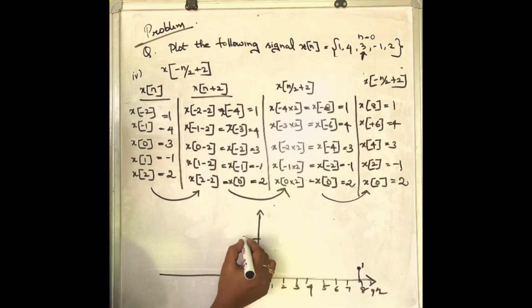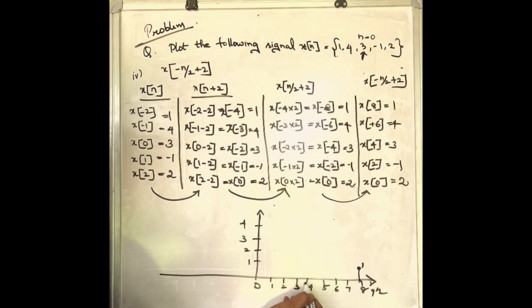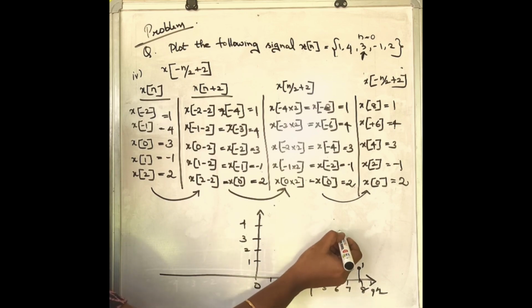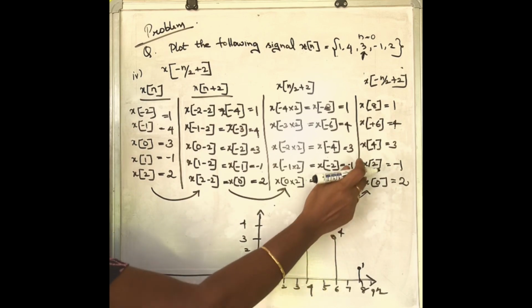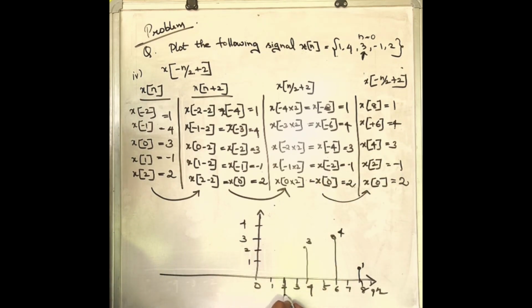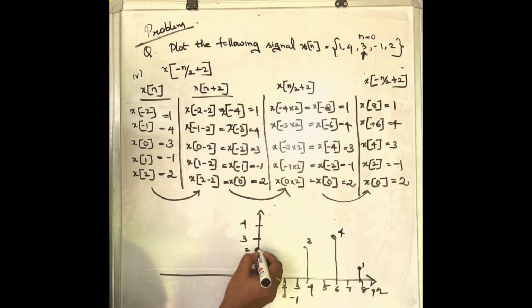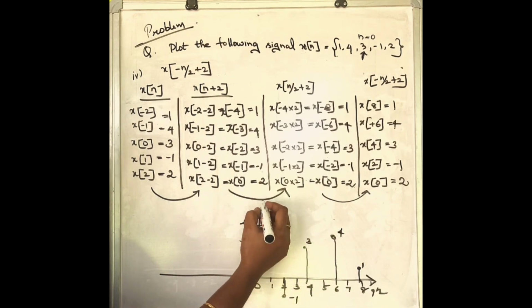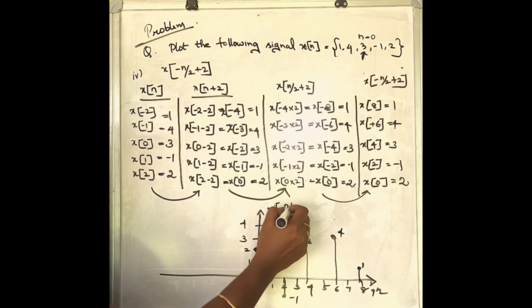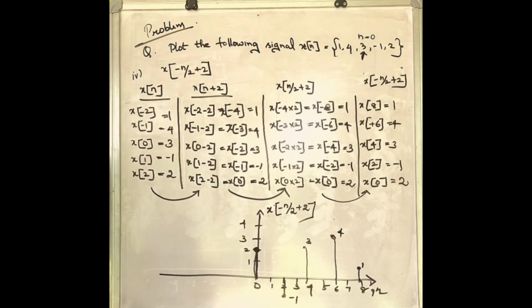1, 2, 3, 4. Next, x of 6 is 4. X of 6 is 4. X of 4 is 3. X of 2 is minus 1. So take it down. Then x of 0, 2. So this is the final graph. And this graph is for x of minus n by 2 plus 2. So this is how all the problems in discrete time signals have to be solved.